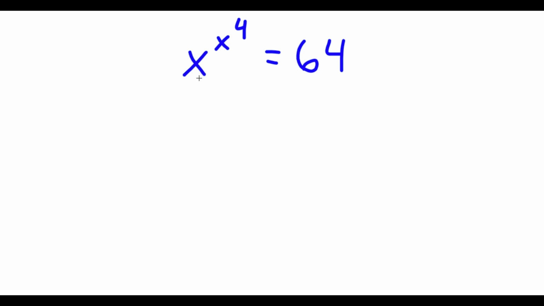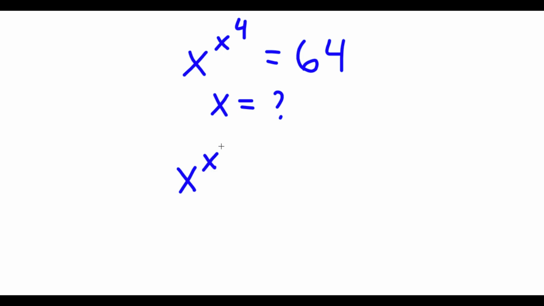Alright, so in this problem, I have x to the power of x to the power of 4 is equal to 64. So I need to find the value of x here. So for my solution, I'm going to first start by taking the power of 4 on both sides.